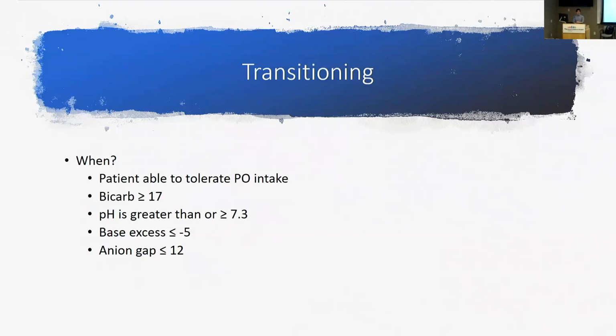So bicarb of 17 or higher, pH 7.3 or higher, base excess less than or equal to 5, and an anion gap of 12 or less. And so you can certainly make a case if any one of these is present and the patient's ready to eat, that they're ready to transition. There will be some people who will ask for multiple of these criteria, if not all of them, to be met before they're looking to transition.